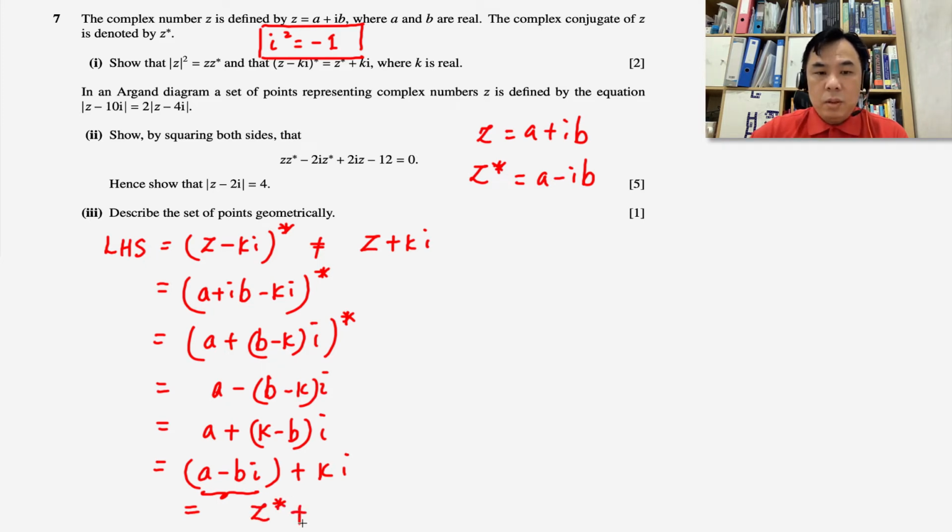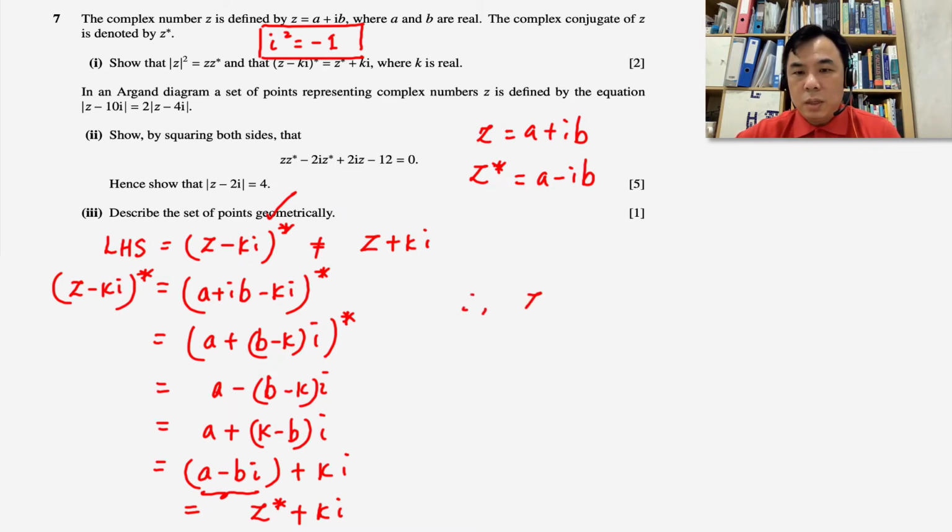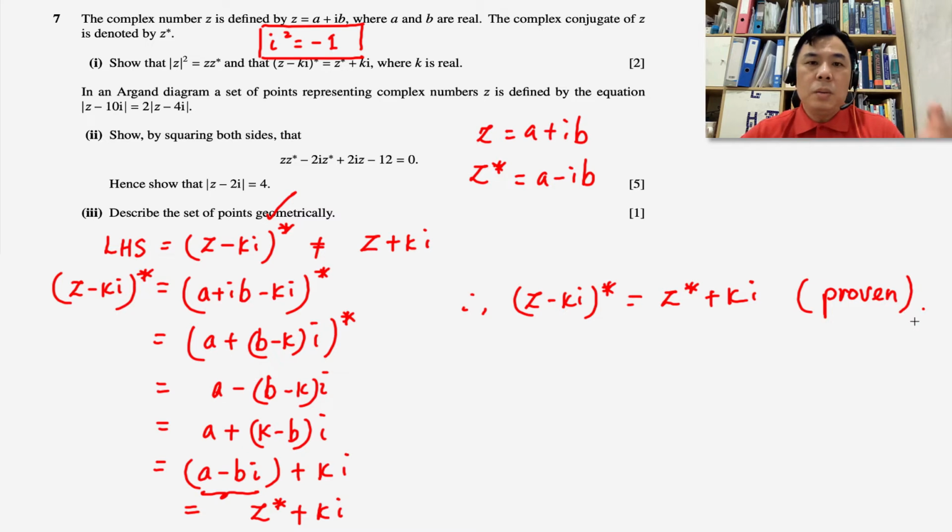So therefore, z conjugate plus ki. And there you have it. We know that the left hand side actually represents the conjugate of (z minus ki), which I have written down here. Therefore, we can conclude that the conjugate of (z minus ki) is the same as z conjugate plus ki. And then it is proven. I hope that is clear for the first section. We're going to move on to the second section shortly.